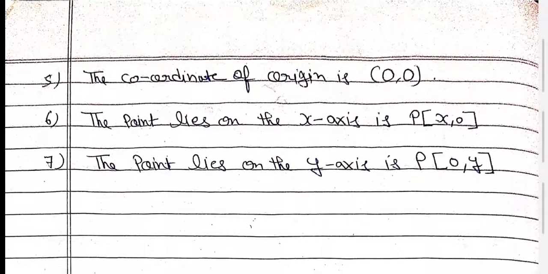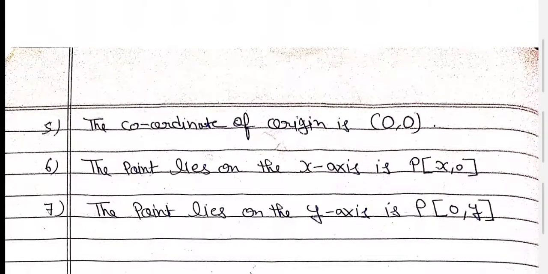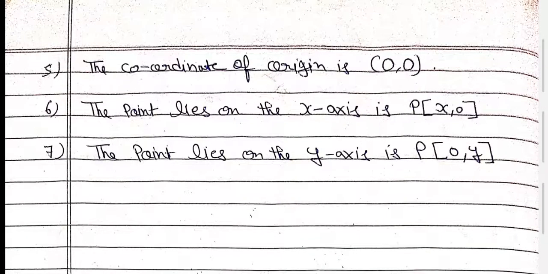Now, the coordinate of the origin is 0 comma 0, as I told you. These are the basic concepts only, the introduction. The coordinate of the origin is 0 comma 0. The point that lies on the x axis is x comma 0. So, this is normal, just like a formula. The point that lies on the x axis is x comma 0, but you have to know how this point comes.